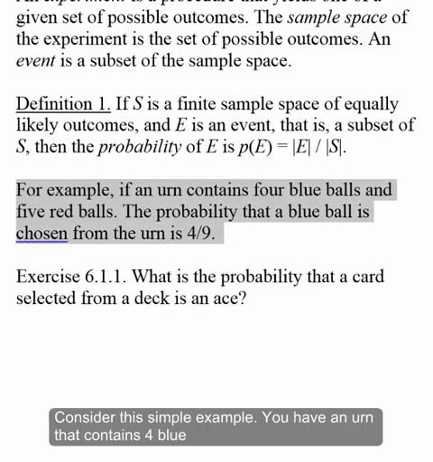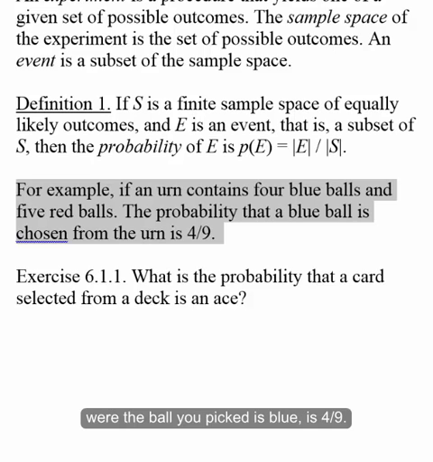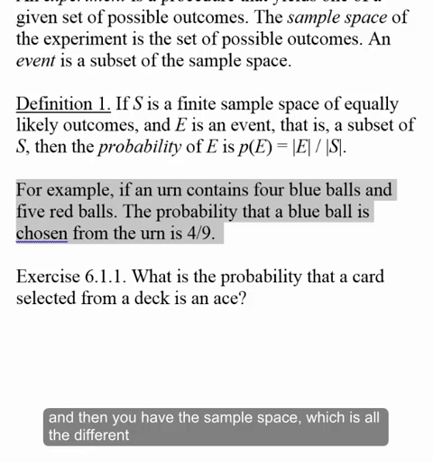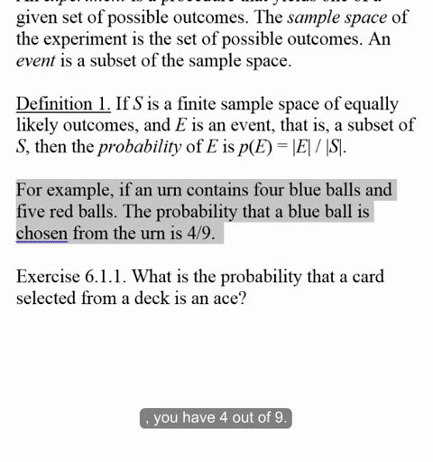Consider this simple example. You have an urn that contains 4 blue and 5 red balls. The probability that if you pick one ball at random, that ball is blue, is 4 divided by 9. Because you have 4 blue balls, that's the event space, and then you have the sample space, which is all the different possible outcomes. So you have 9 balls in total. You have 4 out of 9.